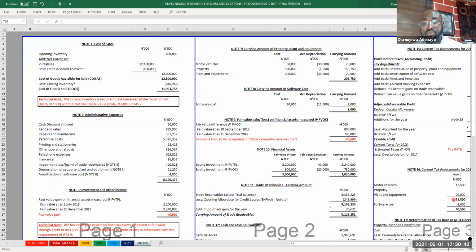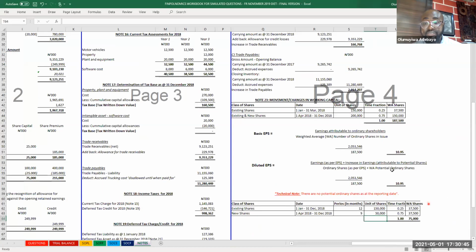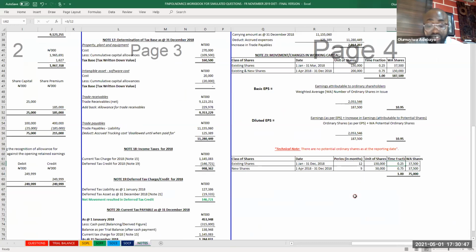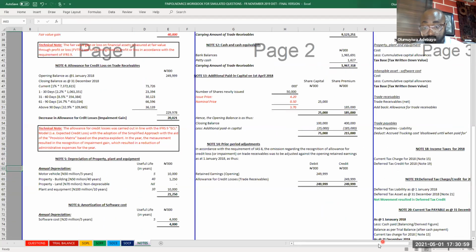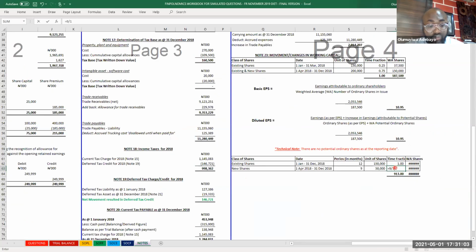Now, the alternative to this is 12 over 12, which is 1, and 9 over 12 is 0.75. Therefore, what is the product? The product is 1 times 150, which is 150.